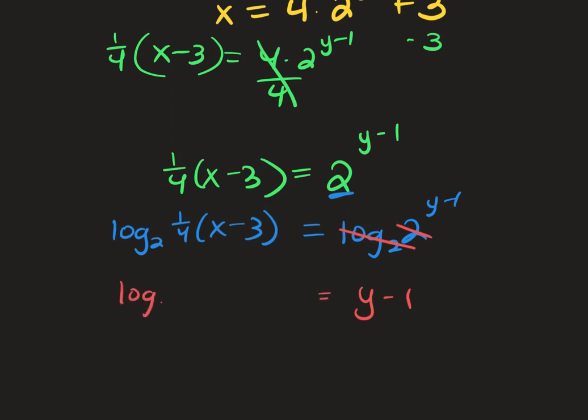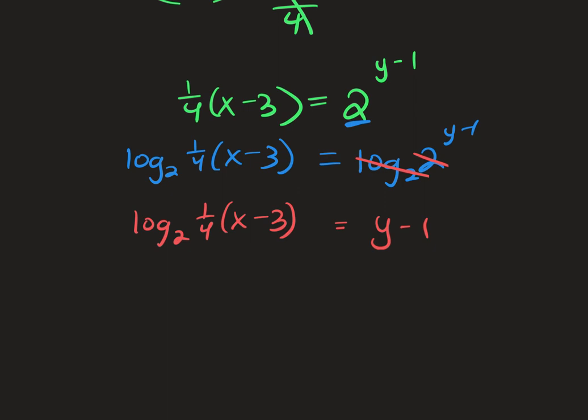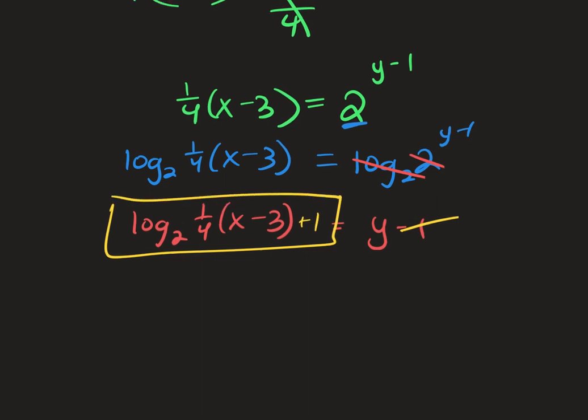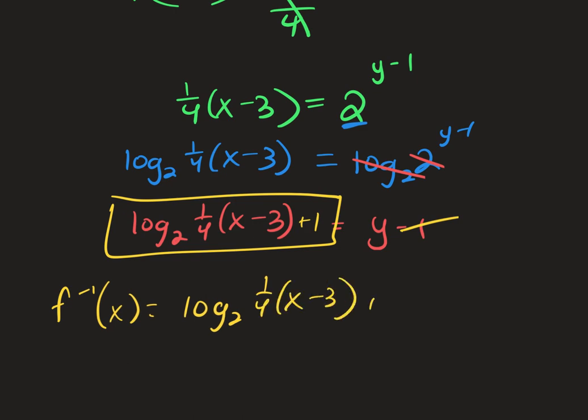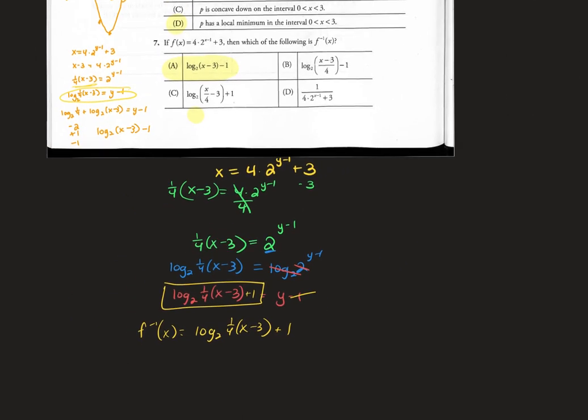I thought you had to expand, but wait, hang on. Let me add the 1. Okay, so now you're here, right? So this, if you looked for it, was not there. So f inverse of x is log base 2 of 1/4 times x minus 3, plus 1. I'm thinking maybe they did, since it's x minus 3 divided by 4, log base 2 of x minus 3 minus log base 2 of 4.